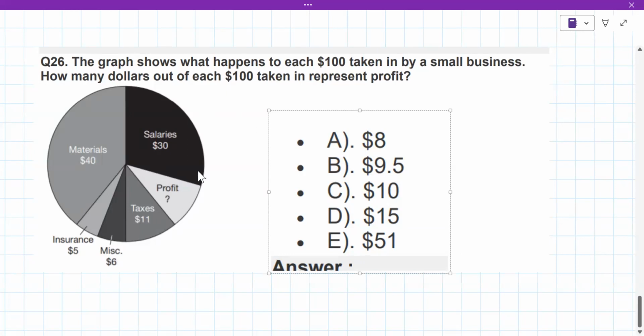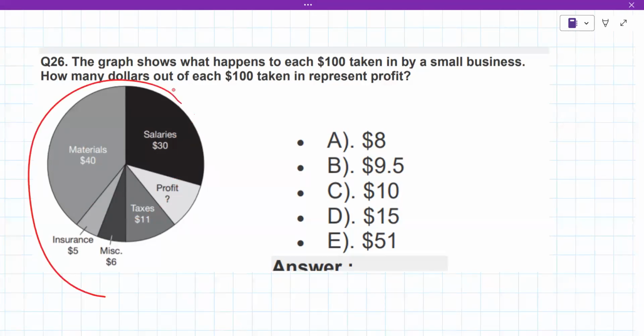But this whole circle, if we go all the way around, that's $100. Let me actually not, you can't see if I do that like that. If you go all the way around the circle, that's $100. So you just have to figure out what is missing if you have 30, 40, 5, 6, and 11. Basically, you're asking what those add up to, and how much is left over for profit?